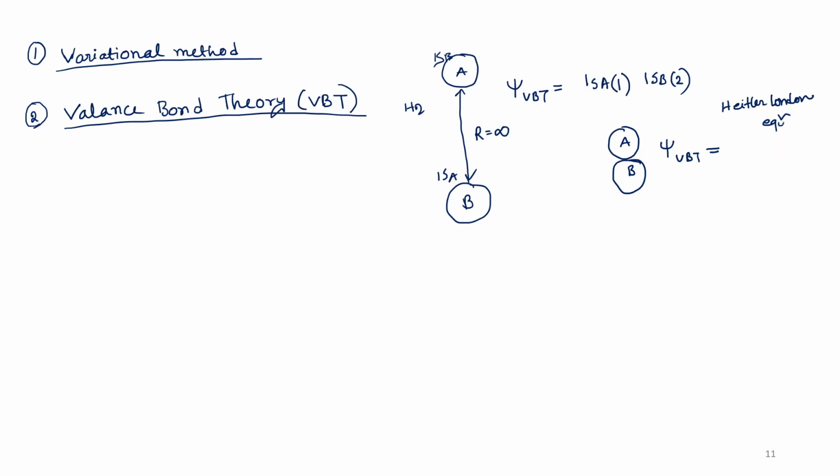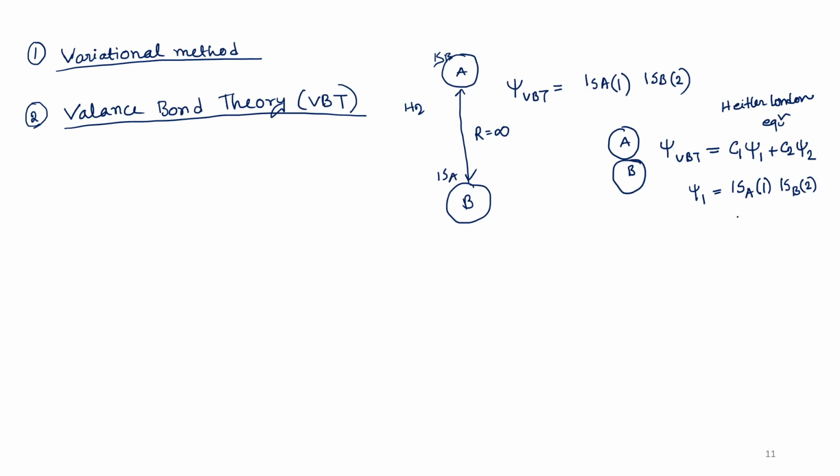This is known as Hitler. So that is actually C1 psi 1 plus C2 psi 2, where your psi 1 will be a linear combination. The first case is that your first electron is in A and the second electron is in B, the nuclei attached to that B atom.